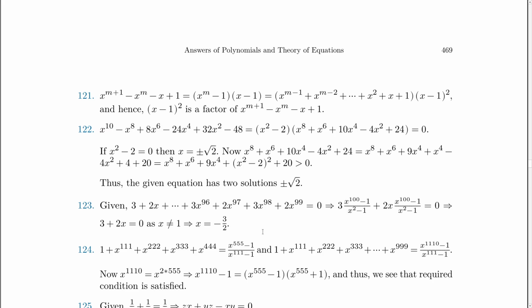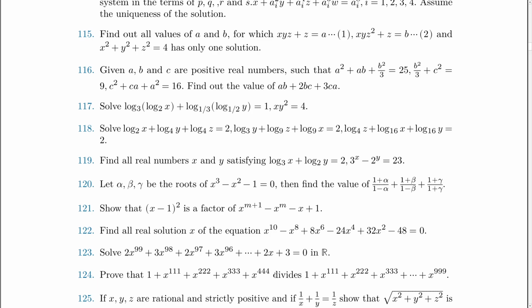That is straight up the sum formula for geometric progression. Now we see that x to the power 1110 is equal to x to the power 2 into 555. So we can write it as a product of (x to the power 555 minus 1) and (x to the power 555 plus 1). So now the denominators of the sums are the same, so they will divide. And we have proven that the numerator in the actual division is now a factor of x to the power 555 minus 1. So the required condition is fulfilled.